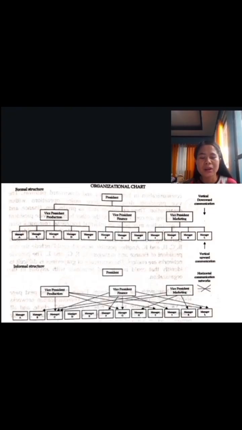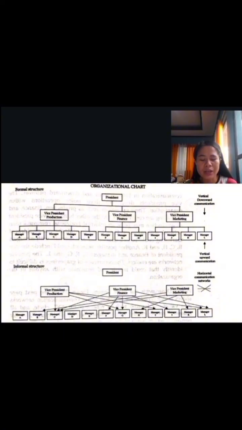Delay is one of the major problems of vertical upward communication. If there are issues and concerns from the lowest position, they still have to go through the vice president, then wait to be approved or not, and only then reach the president. There is a delay because action cannot be given right away. So let's proceed to informal structure.